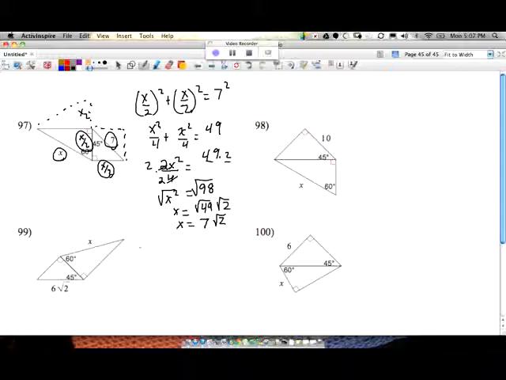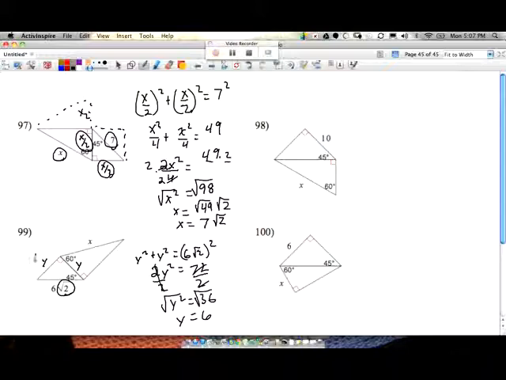All right, let's look at 99. I'm going to cheat just a little bit here. Let's call this y and this y. I know that y squared plus y squared equals 6 radical 2 squared, which gives me 2y squared on this side. And 6 radical 2 squared becomes 36 times 2, or 72. I knew this was going to work out because this radical 2 is really just that short side times radical 2, which is what the hypotenuse gets. So when I simplify this, I get y squared equals 36, square root each side, and you get y equals 6. So this is 6 and this is 6.